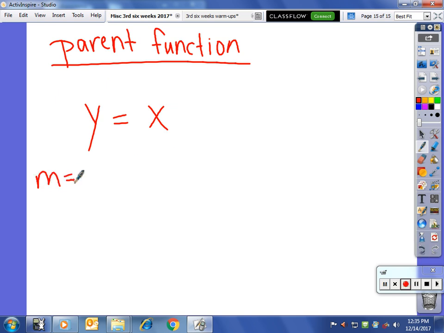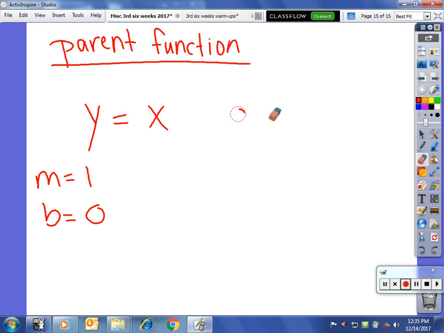What's the number in front of x? A 1. There's an invisible 1 there. What's the y-intercept for the parent function here? 0. Okay. B is the number added or subtracted at the end. Is there a number being added at the end? What can I put there without affecting the value at all? I could put a plus 0. This is the parent, not the baby.